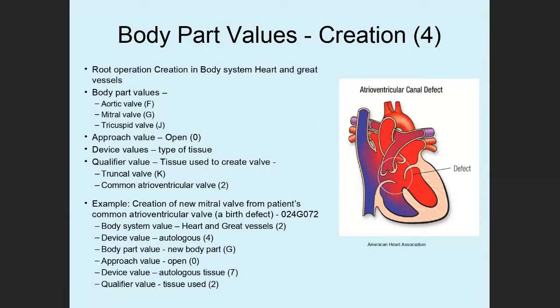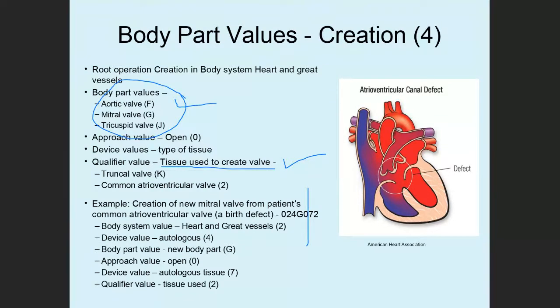Creation is also used in the heart and great vessels body system. This is for creation of a new heart valve. The qualifier value is the tissue used to create the valve. The body part value is the valve being created. So this is what's being created. This is what tissue is being used to create the valve.